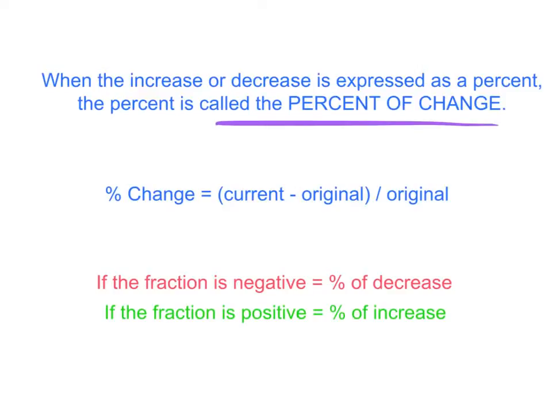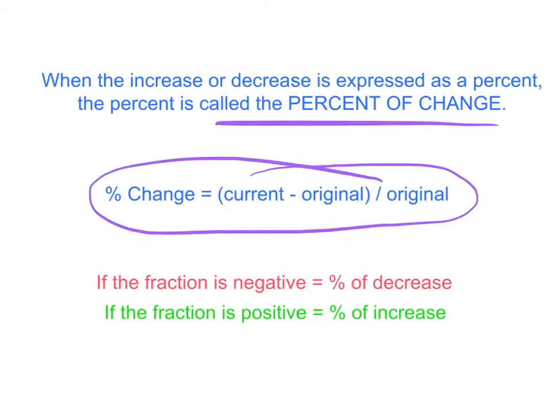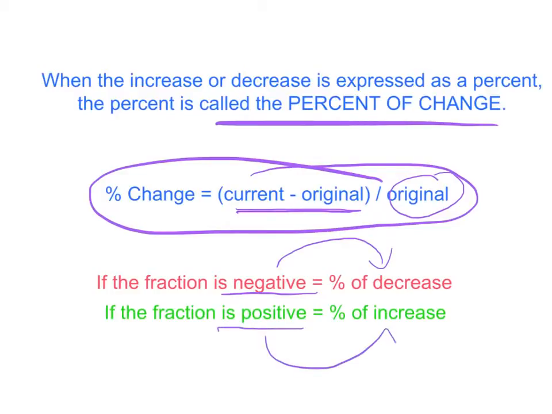However, you need to make sure you understand the formula for finding percent of change. Percent of change is found by finding the difference between the current amount and the original amount. Once you have this difference, you will then divide that by the original amount. If the fraction is negative, then your percent of change would be a decrease. However, if your fraction is positive, your percent of change would be an increase.